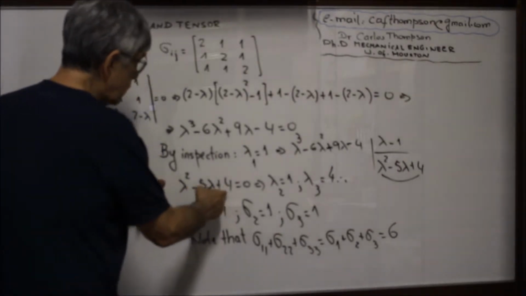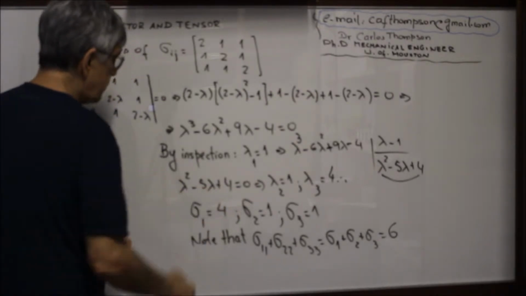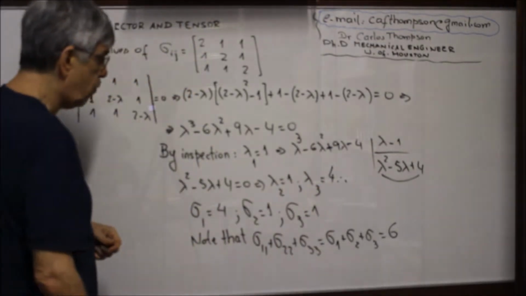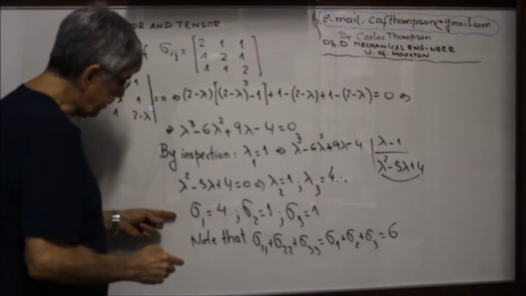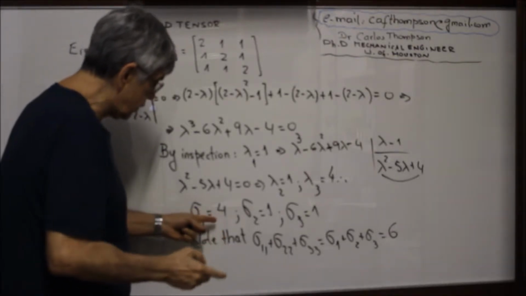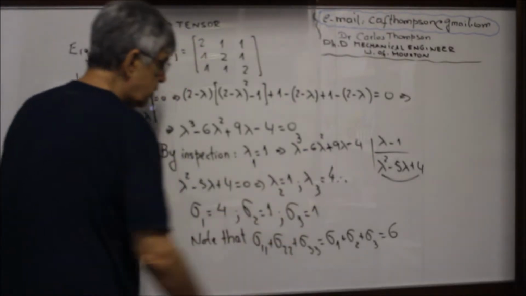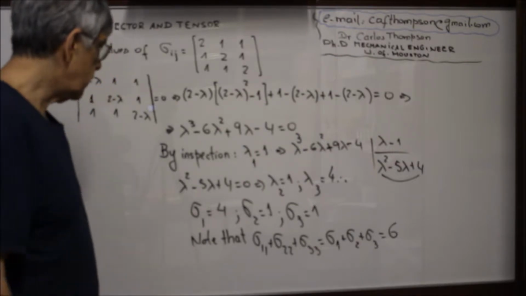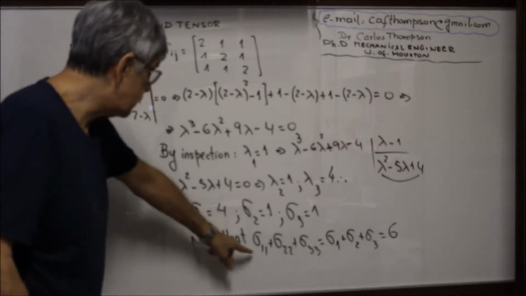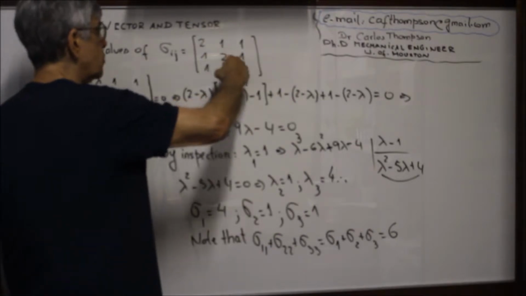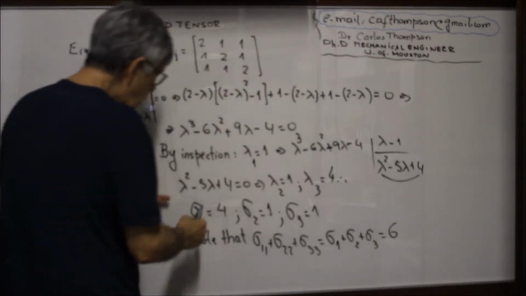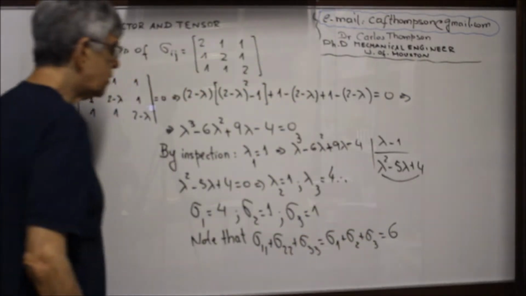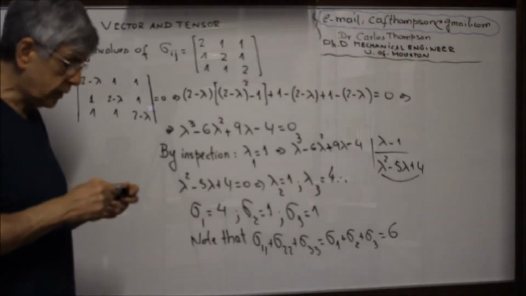Now the roots of this polynomial are lambda equal to 1 and lambda equal to 4. So let's order: sigma 1, the largest, is 4, sigma 2 is 1 and sigma 3 is 1. You see, these are repeated eigenvalues. The trace of this matrix is 2 plus 2 plus 2, which is 6. The trace of the diagonal matrix is 4 plus 1 plus 1, which is 6. So this is a valid result.